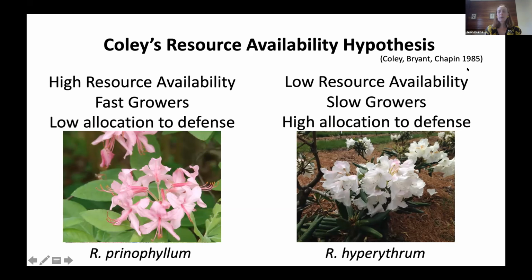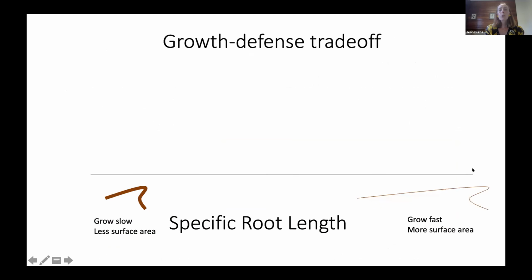And you can think of potential poster children for these extremes, like your deciduous azaleas are fast growing and potentially might have low allocation to defense, whereas alternatively you might predict that some of our slow growers like Rhododendron hyperythrum might have high allocation to defense. So this allows us to make some nice predictions, and underlying this hypothesis is the idea of a growth defense trade-off, a very classic idea in ecology and evolution.